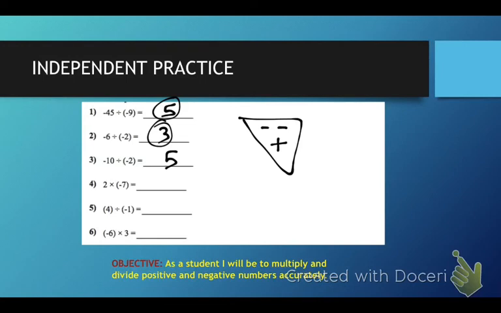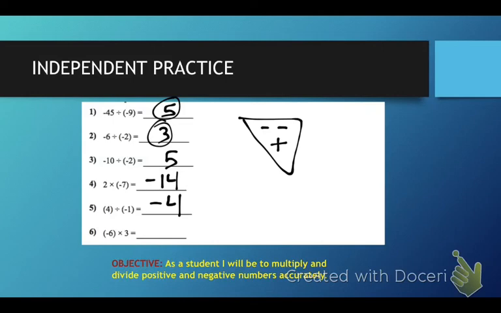This next one, we have 2 times negative 7. We would cross off the mouth and one of the eyes, which would have left us a negative. 2 times negative 7 is negative 14. 4 divided by negative 1. 4 is a positive, so we'd cross off the mouth. Negative 1 is one of the eyes we would cross off. That's going to give us a negative answer. And 4 divided by 1 is 4, so our answer is negative 4.